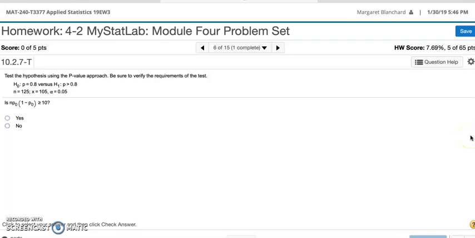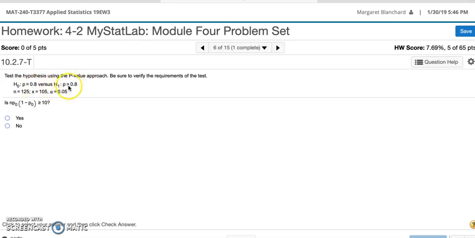Module 4, problem number 6. Test the hypothesis using the p-value approach. Be sure to verify the requirements of the test. Here again, we're given the null and alternative hypotheses. So we have H naught, or the null hypothesis, is p equal to 0.8. The alternative hypothesis is p greater than 0.8.